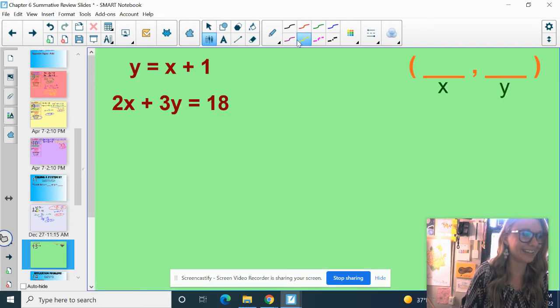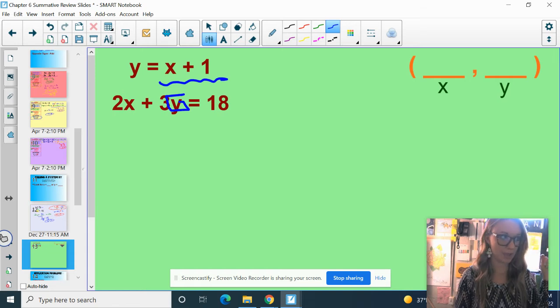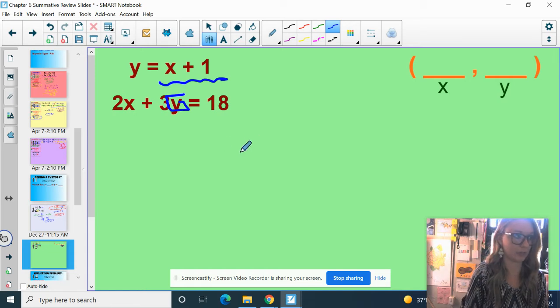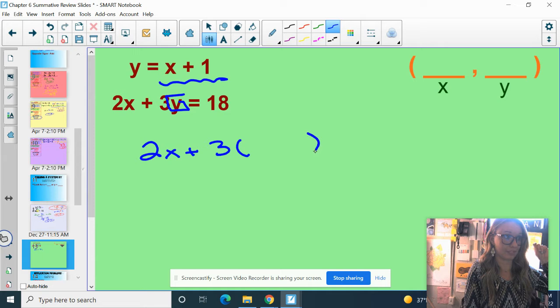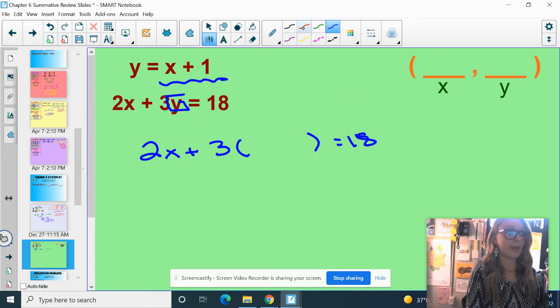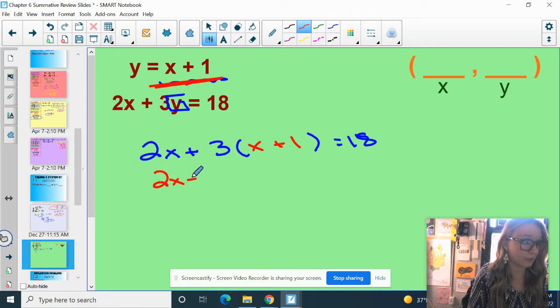Yes. Okay, last one for substitution. Right now, I see that my top equation is set up as y equals x plus 1. So wherever I see a y, I'm going to take out my variable, and I'm going to substitute in that entire expression. So watch what it looks like. I've got 2x plus 3. I'm taking out my y and giving myself some open space. And I'm going to plug in this entire expression.